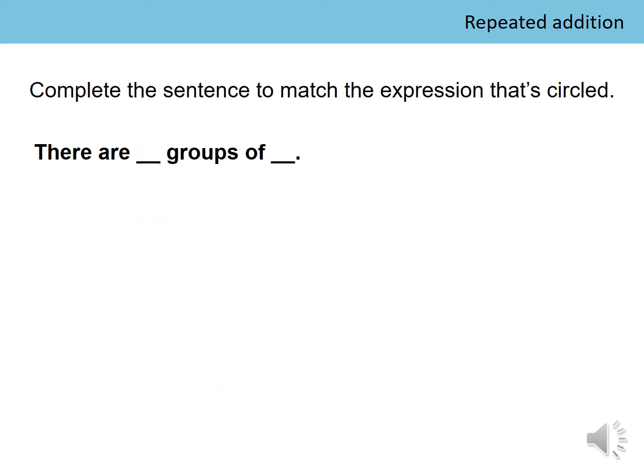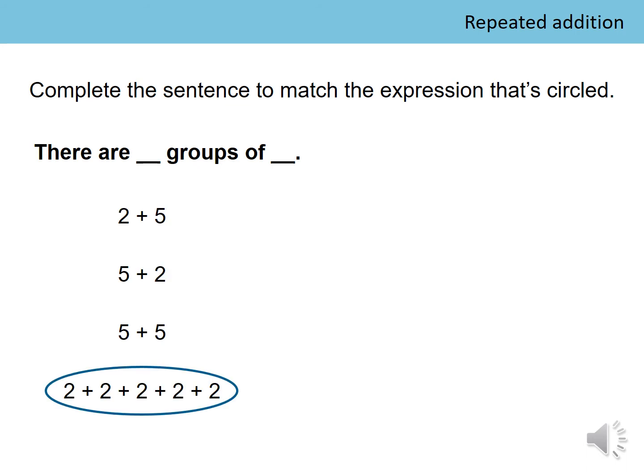Complete the sentence to match the expression that's circled. So now we've circled the number sentence 2 plus 2 plus 2 plus 2 plus 2. So I have got 1, 2, 3, 4, 5 2s in that number sentence. There are 5 groups of 2.